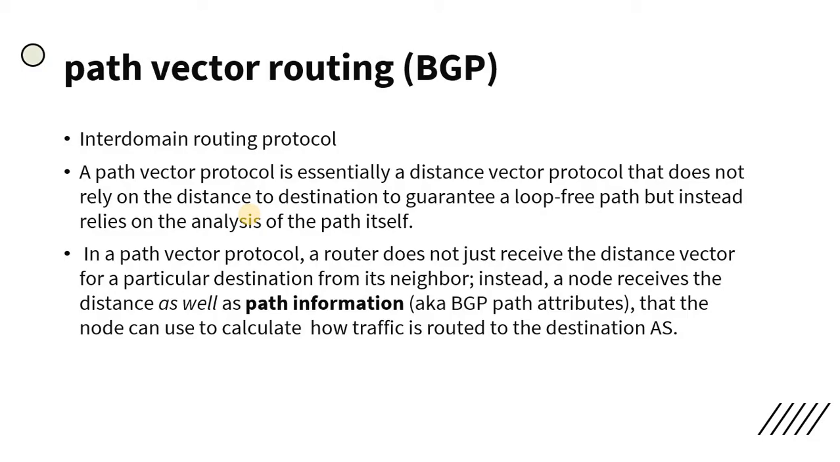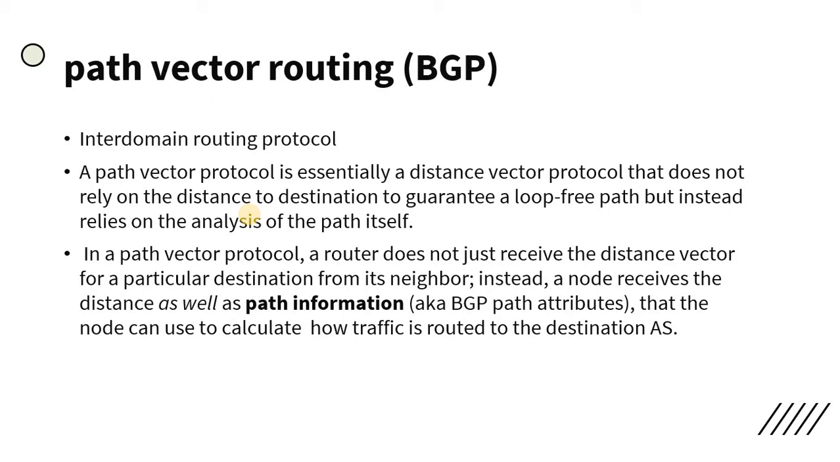In a path vector routing protocol, a router does not just receive the distance vector for a particular destination from its neighbor. Instead, a node receives the distance as well as the path information. It is also known as BGP, border gateway protocol, and the node can use it to calculate how traffic is routed to the destination or autonomous system. So this path vector routing algorithm is also called BGP, border gateway protocol. Rather than only receiving the distance, it also receives the path information.